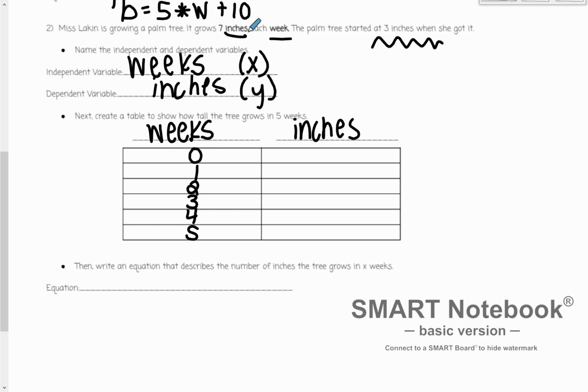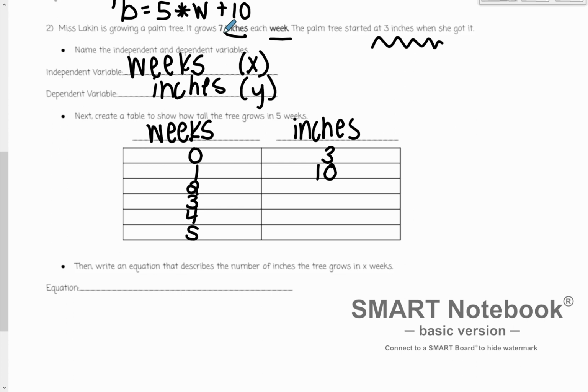Okay, and it grows 7 inches each week. But after the first week, or at no weeks, it starts at 3 inches. So it's starting at 3 inches after 0 weeks. And then it's growing 7 each week from there. So after 1 week, it's going to grow that 7 inches plus the 3 inches we already have to be 10 inches. After 2 weeks, it's going to grow 7 inches twice.